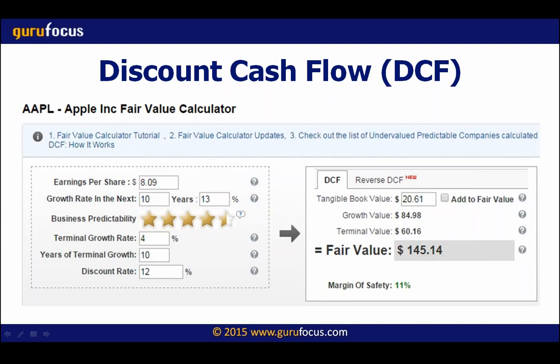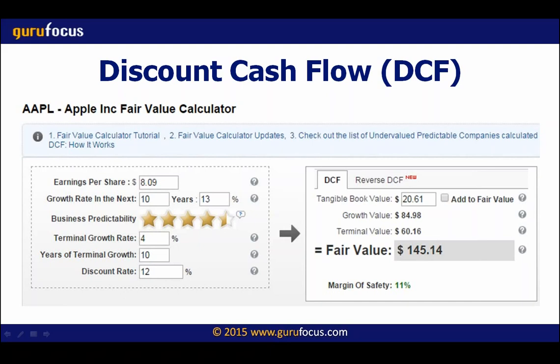Here's the inputs. Earnings per share, that's pretty self-explanatory, right? It's just what do they earn per share the last 12 months. Now, if it's an erratic company, let's say they earned $2 a share this year, $5 the year before, 50 cents the year before that, it's going to be a little tougher. So you're going to want to kind of normalize those and come up with a realistic figure you think they can average, right?